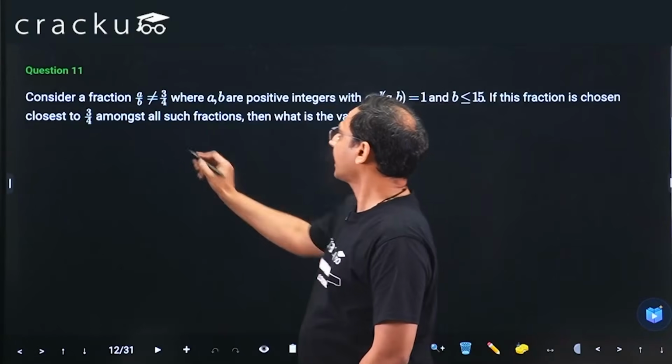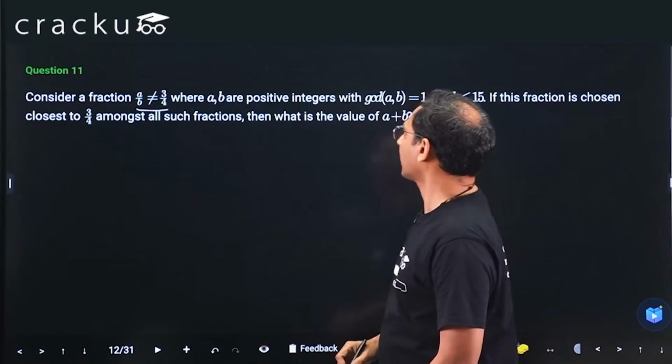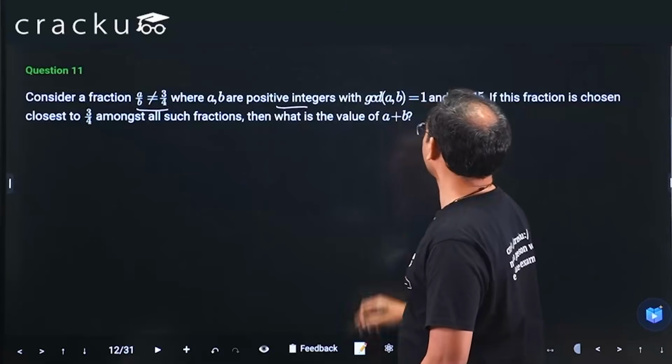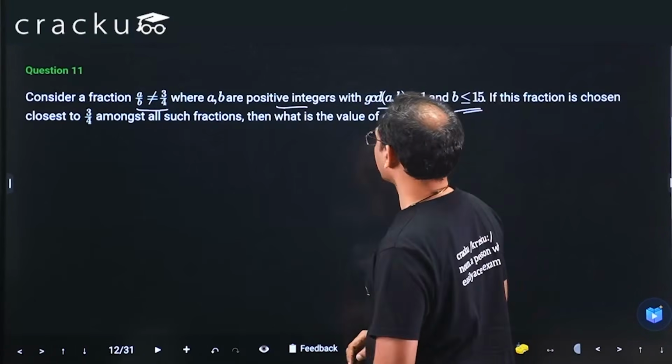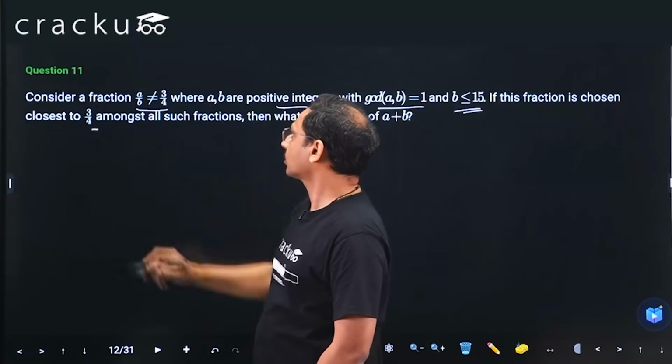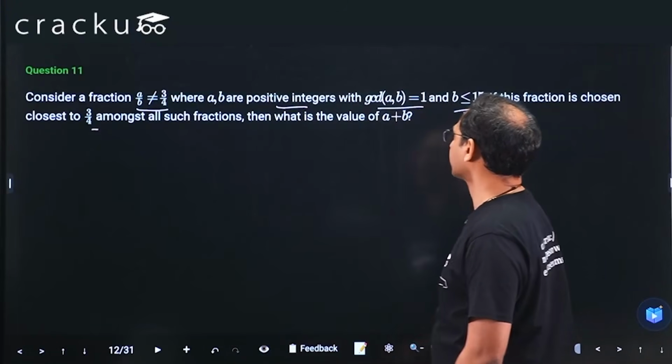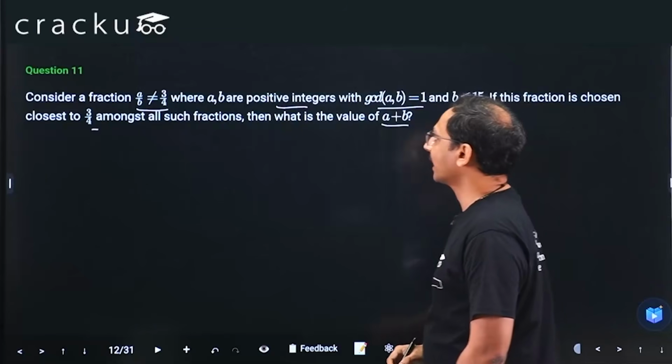Consider a fraction a by b which is not equal to 3 by 4. A and b are positive integers which are co-prime. B is less than or equal to 15. If this fraction is closest to 3 by 4 among all such fractions, then we need the value of a plus b.